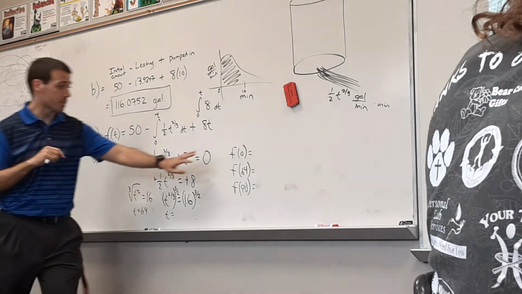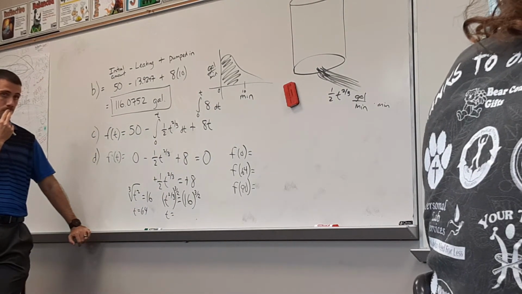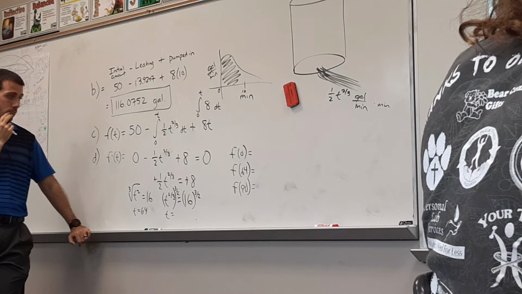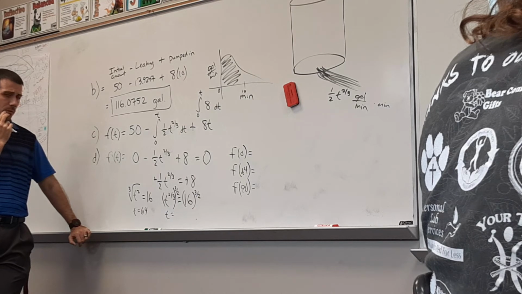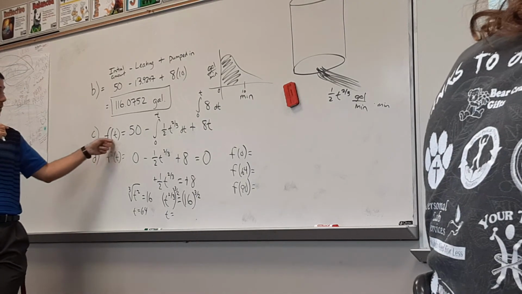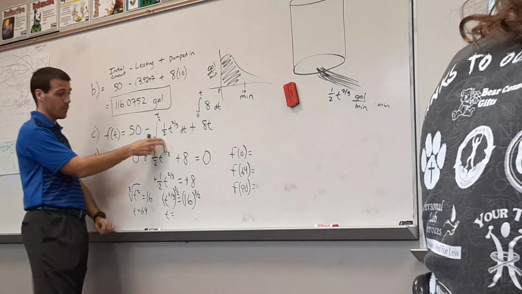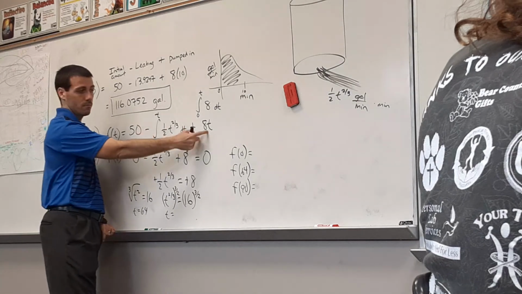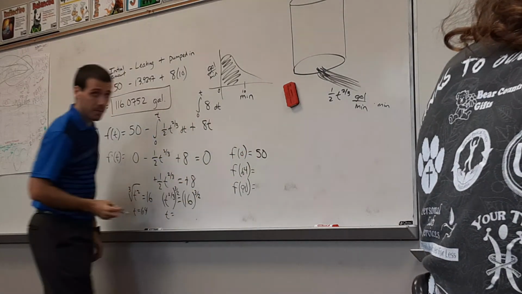So if I plug 0 into my function, you're looking at this one, aren't you? Plug it back into f. 50. Because the integral from 0 to 0 is 0, so you start with 50. There was 50 in the tank.